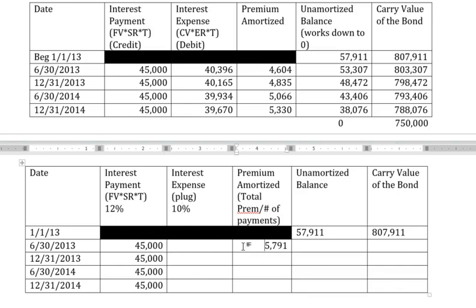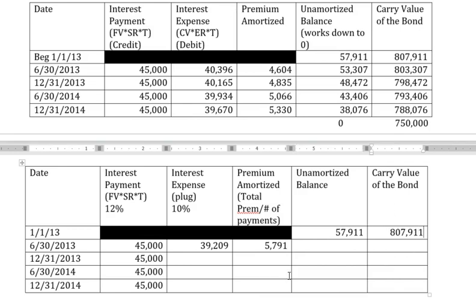So 45,000, we're going to subtract the 5,791. So 45,000 minus the 5,791 gives me 39,209. And again, it's the 45,000 minus the 5,791. For a premium, you're going to subtract those two. If this were a discount, you would need to add them because the rates would be higher. Okay? So be really careful with that when we go in. Now, what's our unamortized? Let me fix the formatting here.